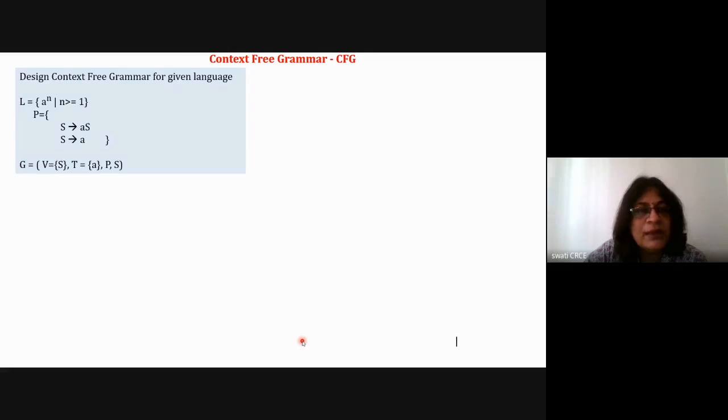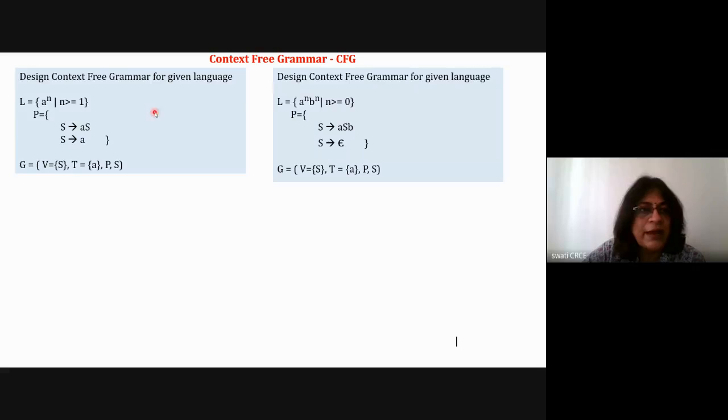It is a revision, but I am just taking the revision because for designing problems, all these concepts which I am telling you and repeating are a must to remember. And always remember these two examples, a raised to n and a raised to n, b raised to n, and convert anything given to you into any one of these formats. Okay, so then you can design the problem properly. So for a raised to n, I'm saying that a is repeated n number of times. So if a is repeated n number of times, my rule is S is equal to aS.